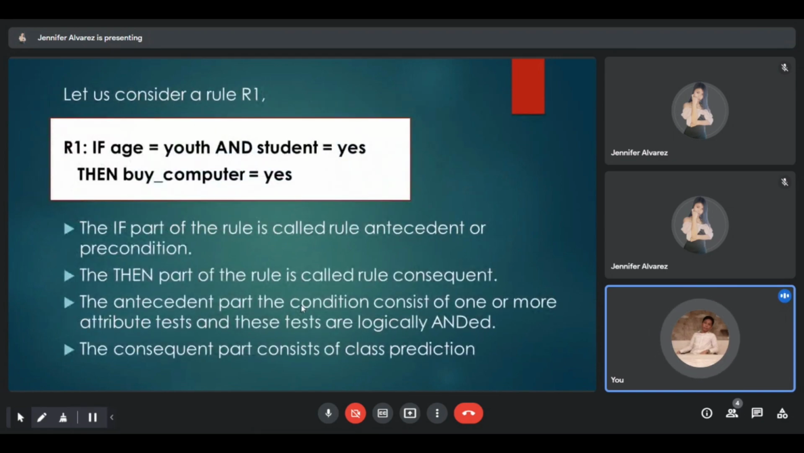Let us consider a rule R1. If age equals youth and student equals yes, then buys_computer equals yes. The if part of the rule is called the rule antecedent or precondition. The then part of the rule is called the rule consequent. The antecedent part of the condition consists of one or more attribute tests, and these tests are logically ANDed. The consequent part consists of a class prediction.